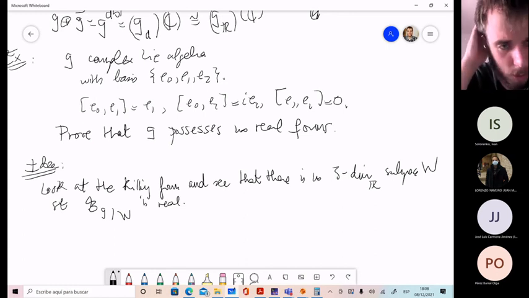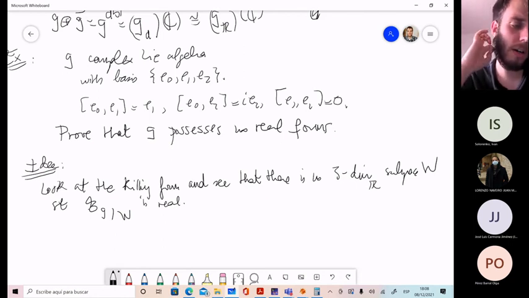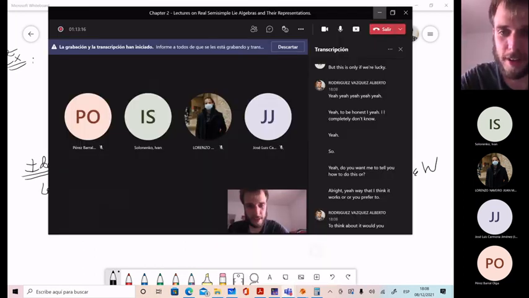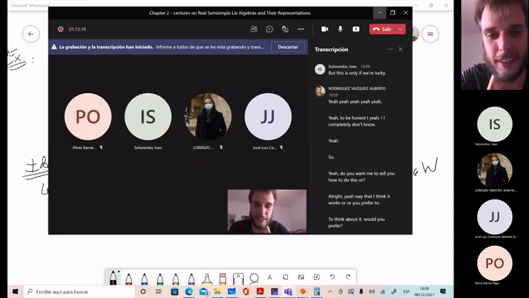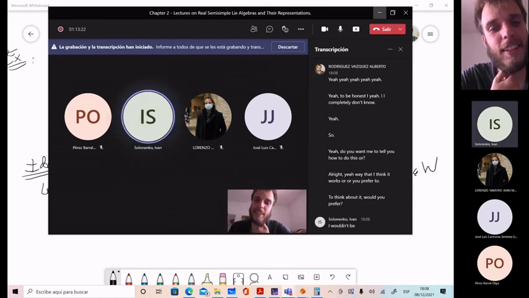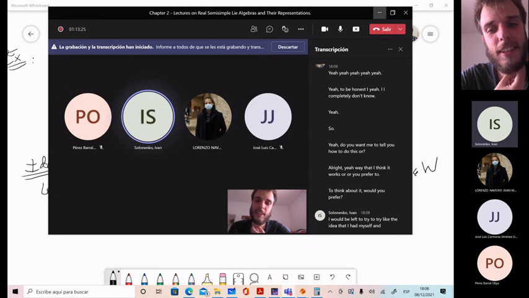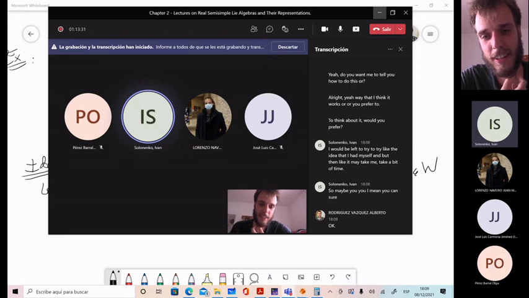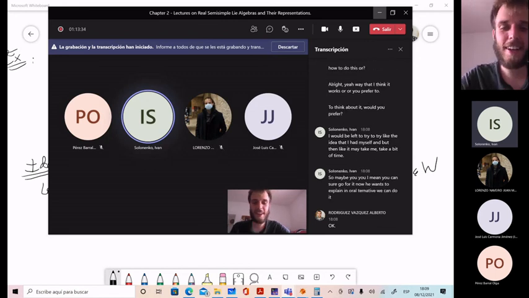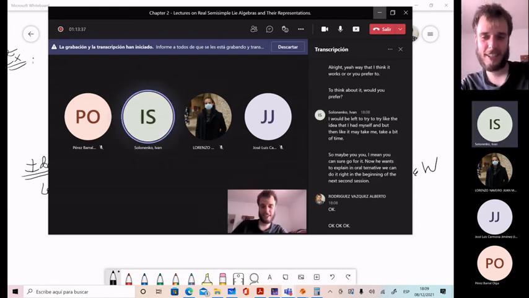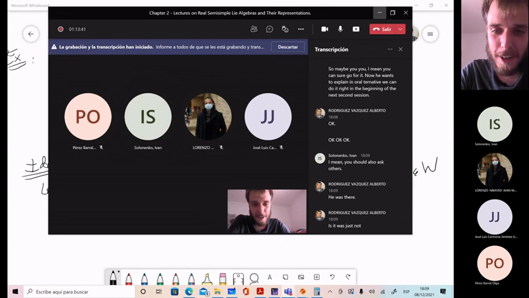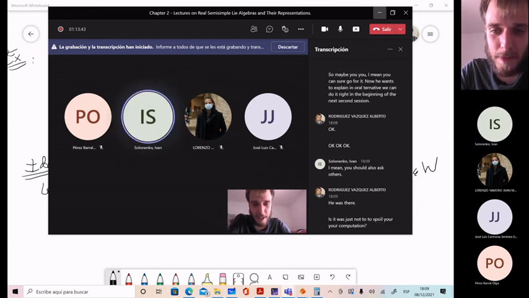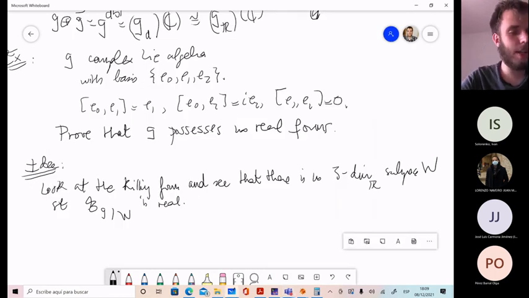Do you want me to tell you how to do this, a way that I think works, or do you prefer to think about it? I would love to try the idea that I had myself, but it may take a bit of time. So you can go for it now if you want to explain it, or alternatively do it right at the beginning of the next session. Okay. You should also ask others. It was just not to spoil your computation.